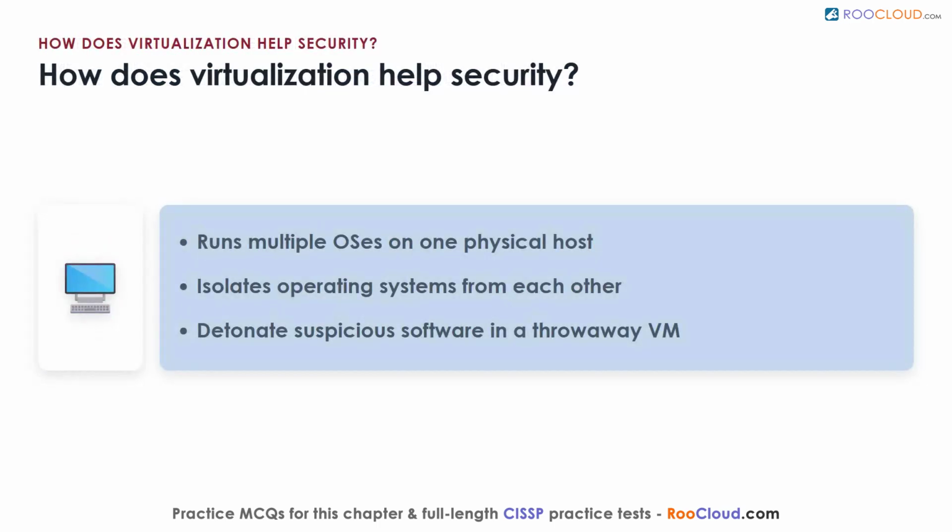How does virtualization help security? Virtualization lets you run one or more operating systems inside the memory of a single physical host. Beyond squeezing more from your hardware, it is a genuine security tool. You can isolate operating systems from each other, and you can detonate suspicious software inside a throwaway virtual machine without risking the real host. If the guest gets infected, you simply delete it. Think of a bomb disposal containment chamber.